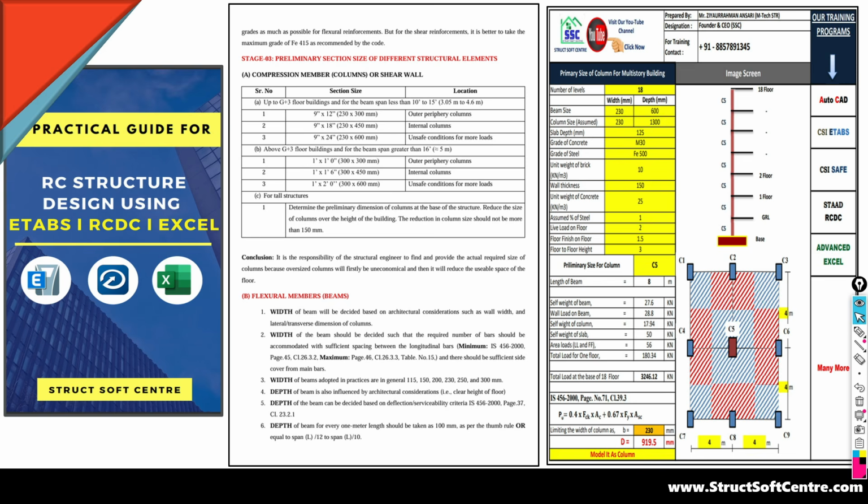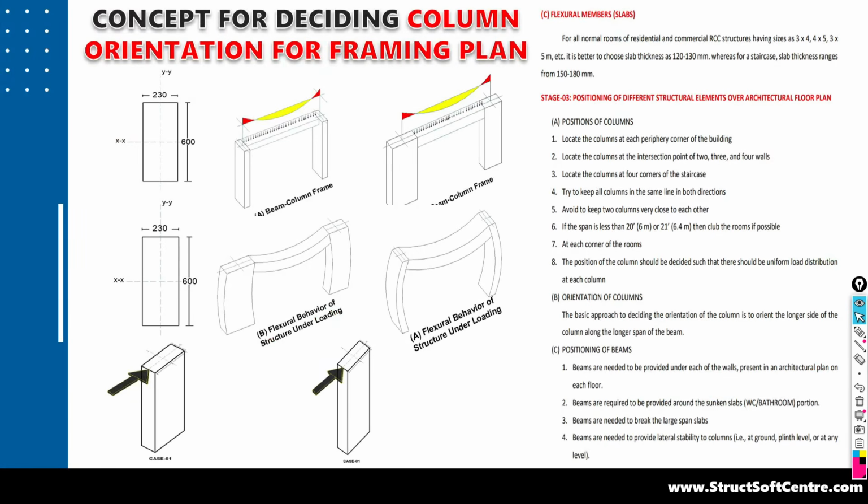And for all that concept, for all that understanding, guys, we have prepared notes and are forming them in the form of booklets. So there is a book, a practical guide for RCC structure design by using CSI, ETABS, STAAD, RCDC and Excel. In the light of this book of practical guide, we are going to complete our real example projects. So you will find everything step by step, how to complete your real example project. So how to decide the preliminary section size, material properties, thereafter how to decide the positioning of the elements.